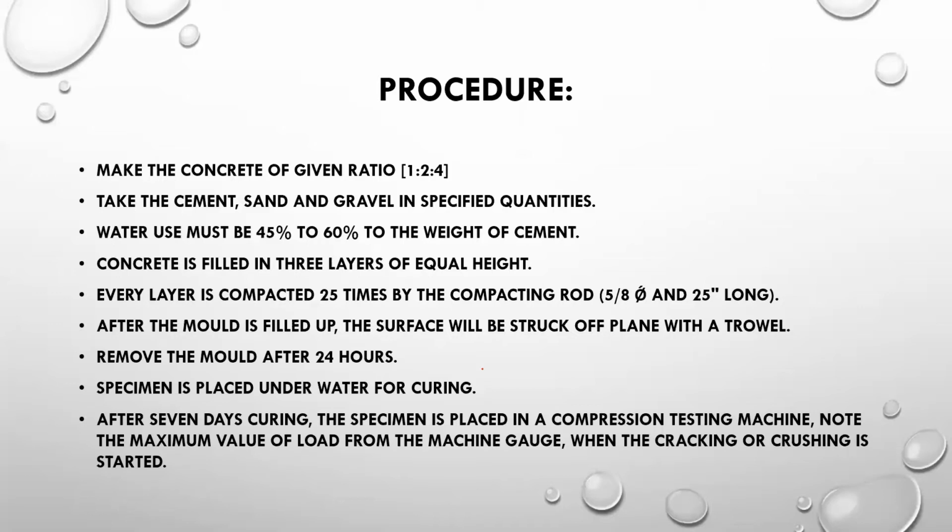You have to decide it according to the temperature. Concrete is filled in 3 layers of equal height in the mold. Every layer is compacted 25 times by the compacting rod that has 5/8 inch diameter and 25 inches length. So keep it in mind. You have to put concrete in 3 layers, and every layer should be compacted 25 times by the compacting rod. After the mold is filled up, the surface will be struck off plane with a trowel. Remove the mold after 24 hours.